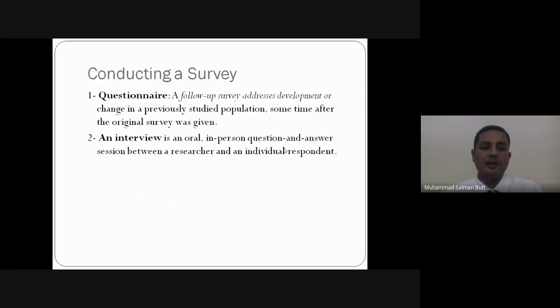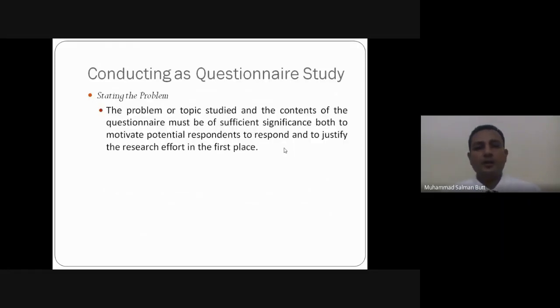But in an interview, you are going to probe into a specific problem and you will be directing the questions in different directions as well. Now, in order to conduct survey research through a questionnaire study, the first thing is you have to state the problem. Stating the problem means that the problem or the topic studied and the contents of the questionnaire must be of sufficient significance both to motivate potential respondents to respond and to justify the research effort in the first place.